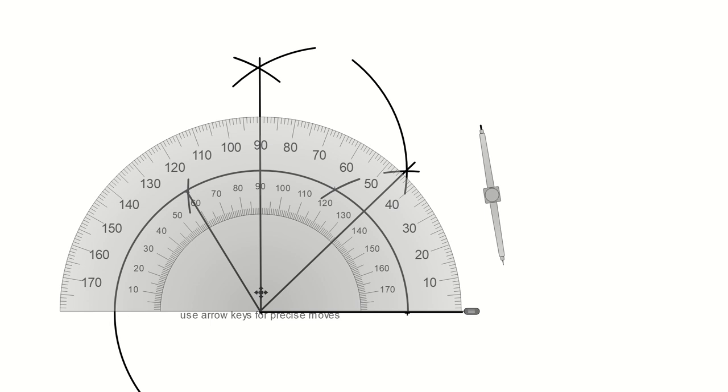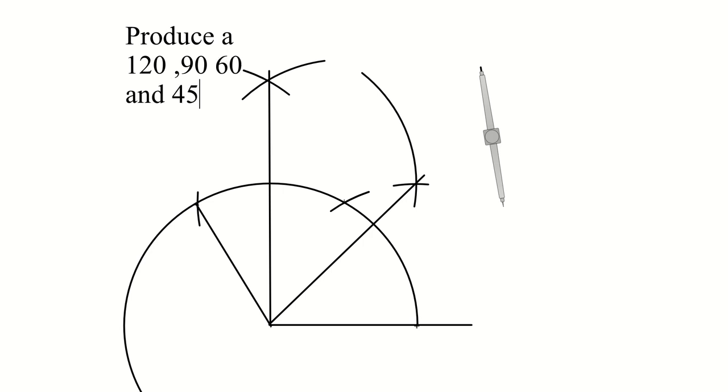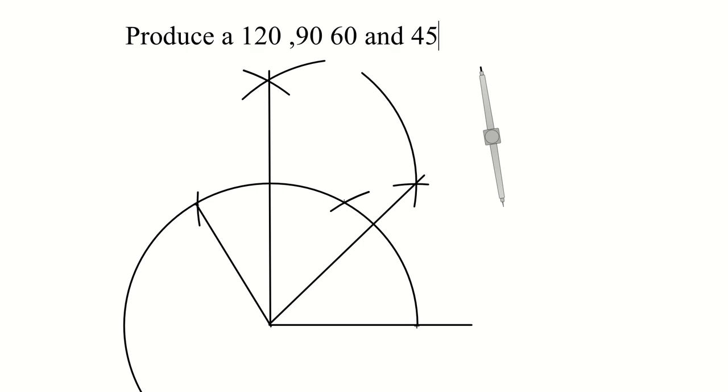And that is how you would create a 120, a 90, and a 45 degrees angle with just your compass and ruler. And that is how you would produce a 120, 90, 60, and 45 degree angle with ruler, pencil, and compass only.